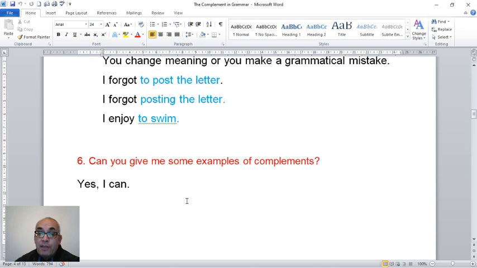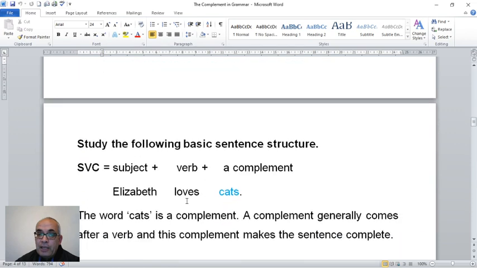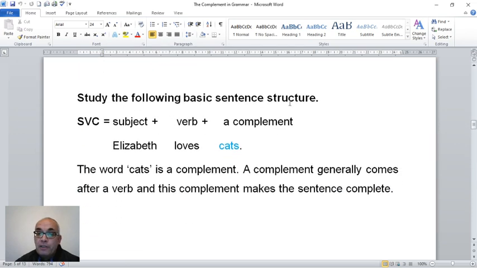Can you give me some examples of complements? Of course, I can. Now study the following basic sentence structure. I explain this in my videos again on YouTube. SV, SVC, and SVO. So for SVC, Elizabeth is the subject, loves is the verb, and the complement is cats here. So the word cats is a complement. A complement generally comes after a verb, and this complement makes the sentence complete. Okay.